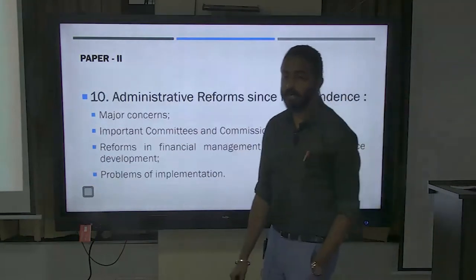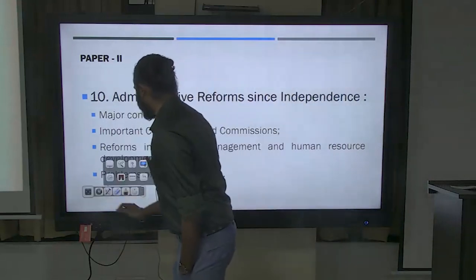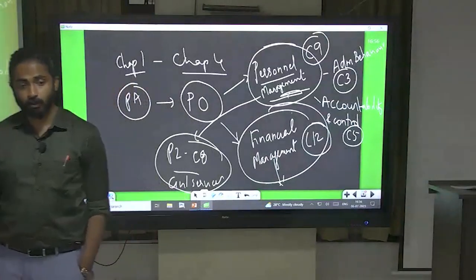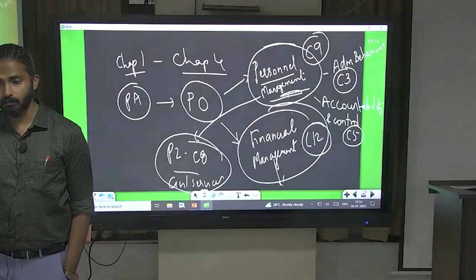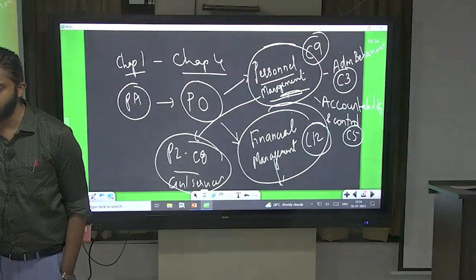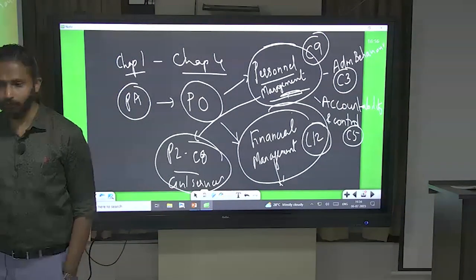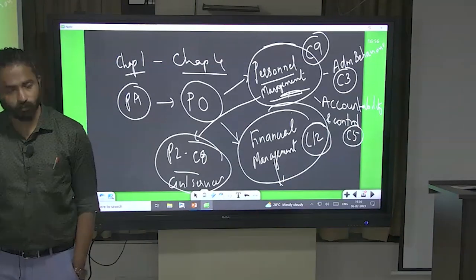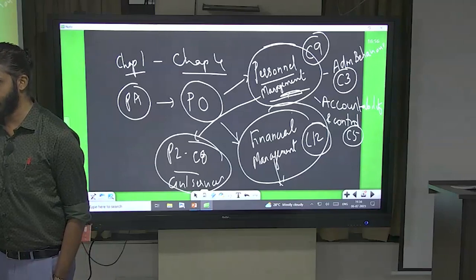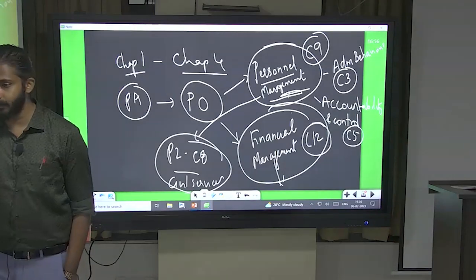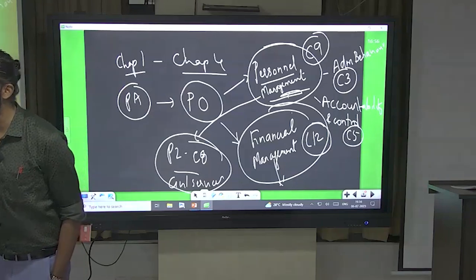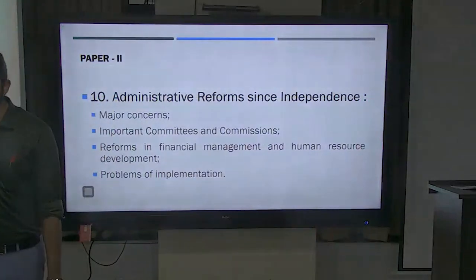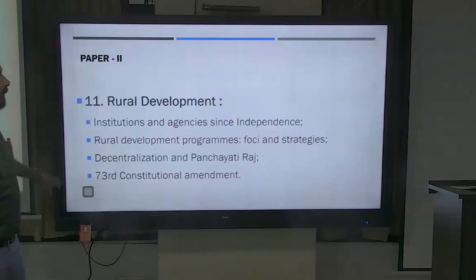Chapter 10 is administrative reforms. Again, we will link it with civil service. See, the civil service in the current form was formed when? After independence. In the current form, Patel took the initiative to form the civil service. Is the requirement of civil service in 1947 the same as 2022? Civil service has to change. The changes we are bringing in the civil service are called civil service reforms. So, major administrative reforms from independence. What are the major changes which have come to the administration?